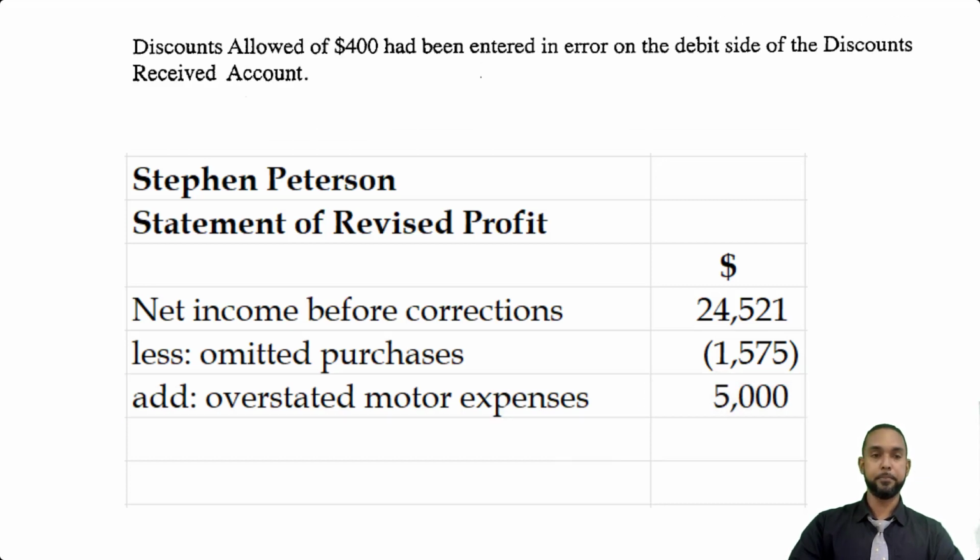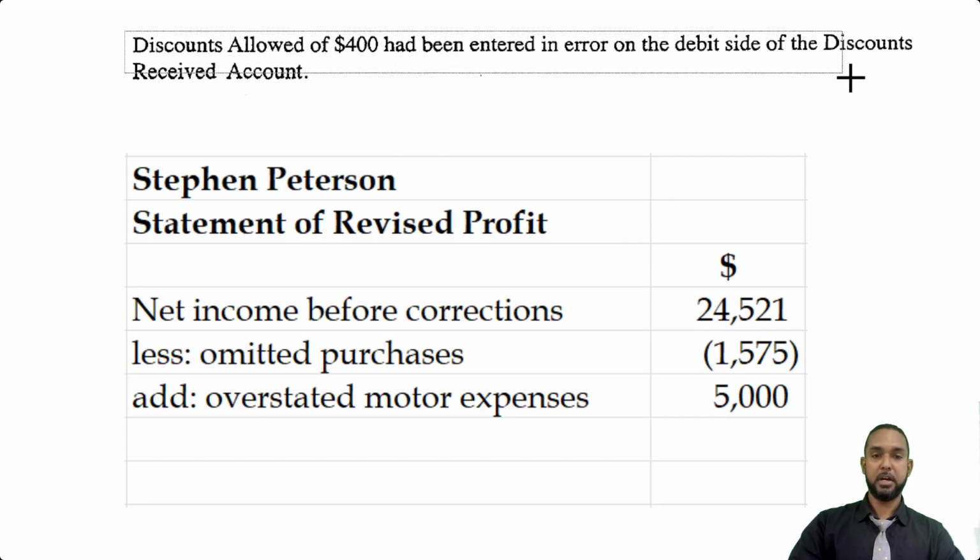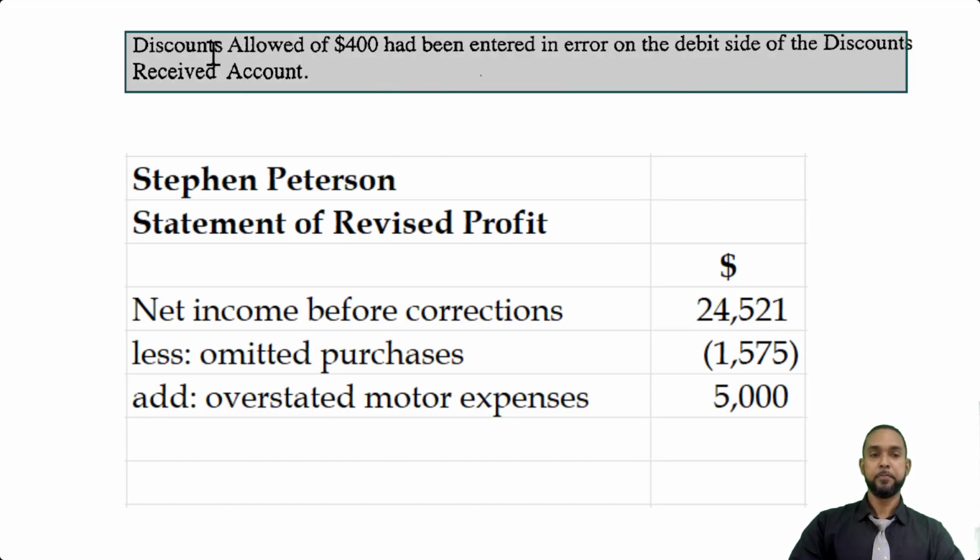Okay. The next item, let's see. We had this thing with the discounts, right? So this one actually netted off. So discounts allowed of 400 have been entered in error on the debit side of discount received account. Okay. So let me tell you why we don't actually have to do anything to correct this. So discounts allowed is an expense. If you omit an expense, it means your expense is too low and your profit is going to be too high. So yes, you should make a correction for that. But look at what actually happened. We debited discounts received. Discounts received is a revenue, and revenues are supposed to be recorded with credits. If you put a debit in the revenue account, the revenue is going to be too low.